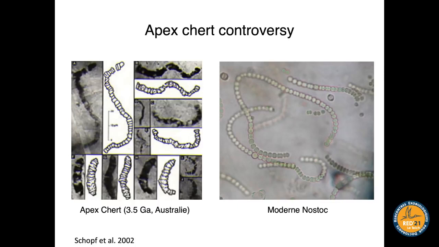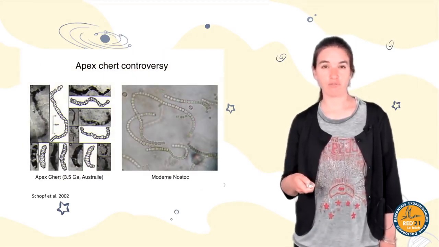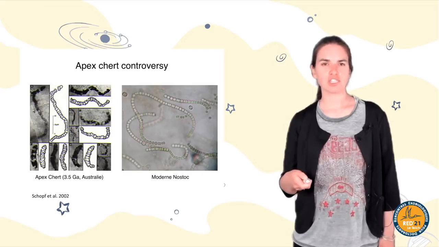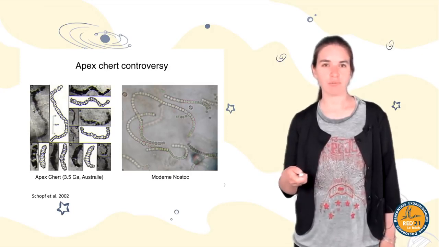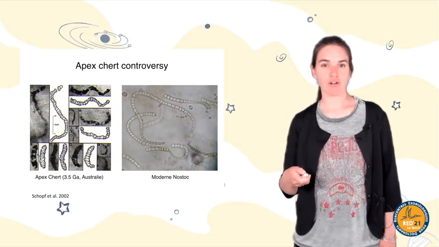Another controversy is called the Apex Chert. This is a chert in Australia that is 3.5 billion years old. It is a very long-running controversy, because the first paper was published in the 70s and it's still going on. This is one of the examples of the forms they found in this chert. You can find this kind of worm shape that is very rich in organics.